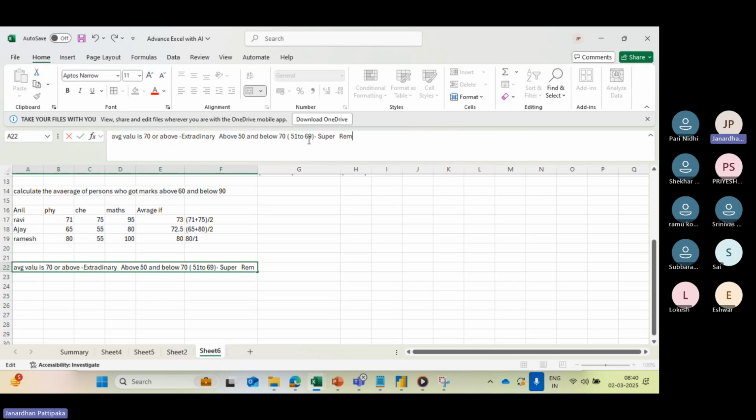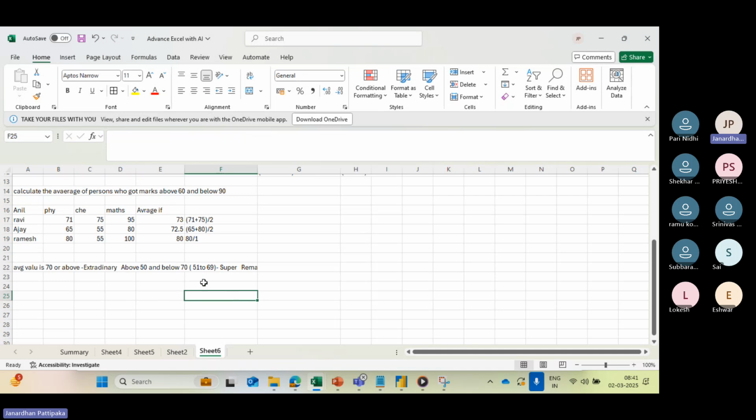And for the remaining, if the person's value is not 70 or above and not between 50 and 70, that means it is 0 to 50. Think of remaining as 0 to 50. I want to call this person need practice. So this is the condition that I'm giving for our understanding.